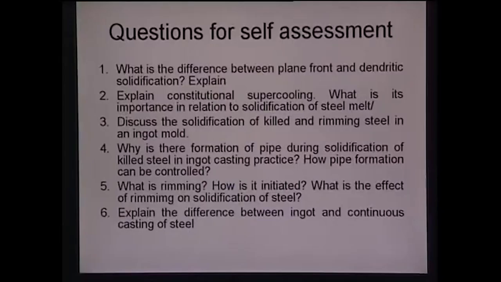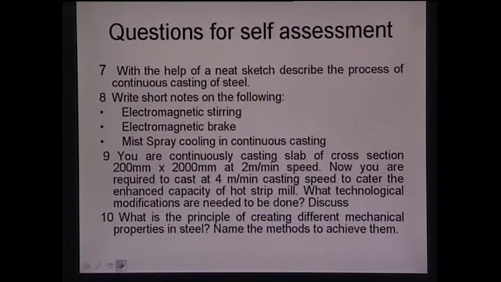Why is there formation of pipe during solidification of killed steel ingot during ingot casting practice? How can pipe formation be controlled? What is rimming? And next question, explain the difference between ingot and continuous casting. That, I have said already. Seventh question, with the help of a neat sketch, describe the process of continuous casting of steel. Try to draw a sketch. Write short notes on the following. Well, that has been said.